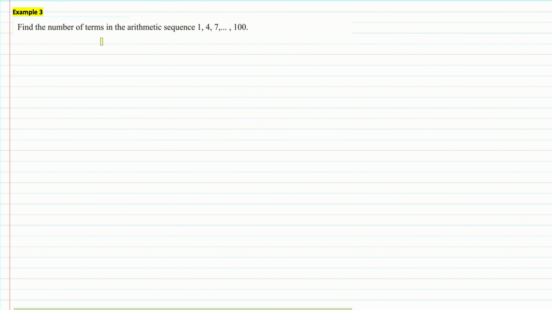In this example, you have an arithmetic sequence and you want to find how many terms this arithmetic sequence has. The number of terms of an arithmetic sequence is the same as the last term's number. So you want to find 100 is which term? Do you remember the rule? un equals u1 plus n minus 1 d.